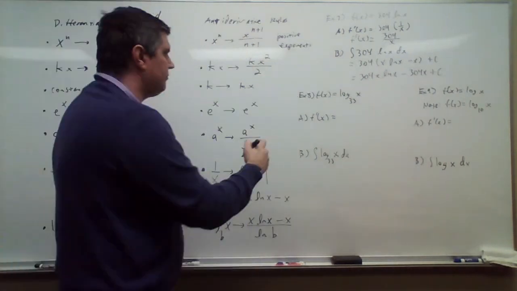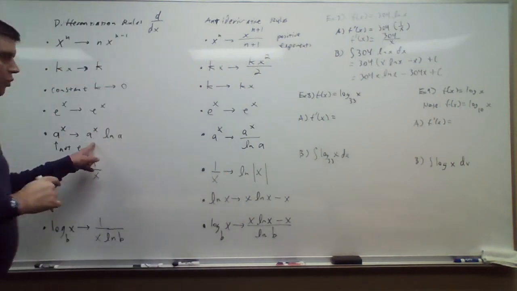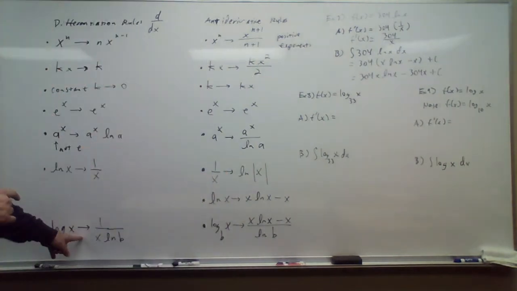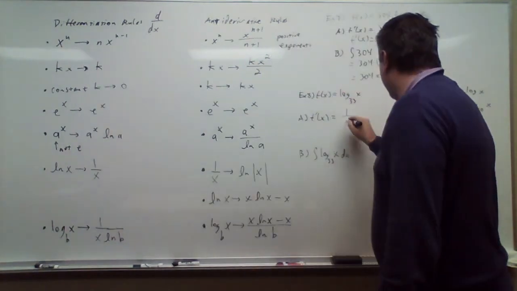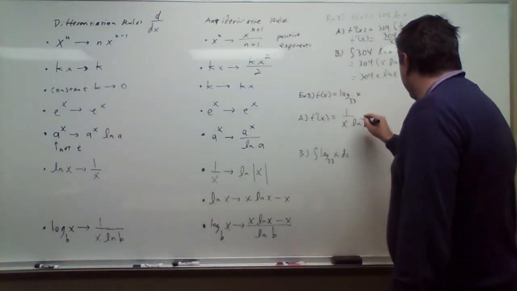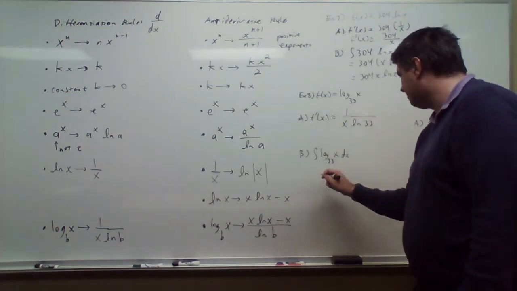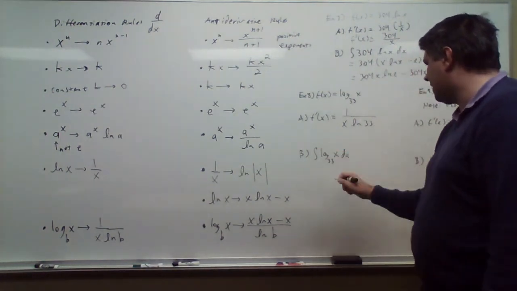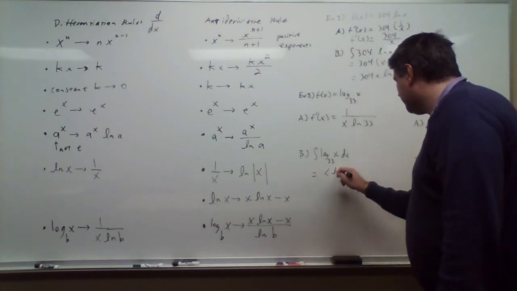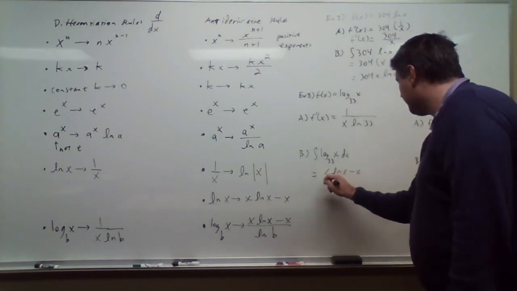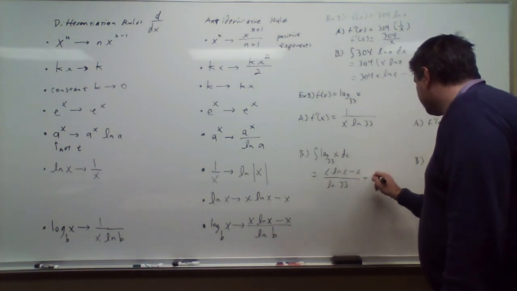Now, for this one, we're looking for the derivative. So this is the rule we'll follow down here. Okay? So that will give me 1 over x natural log of 33. That's it. I'm done. Okay? The antiderivative. This is based on the antiderivative, the integral. We will follow this rule here. So that would be x natural log of x minus x over the natural log of 33, and then plus c.